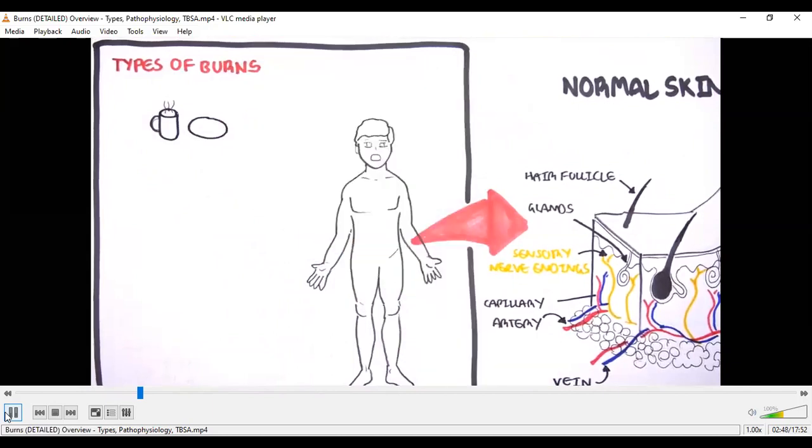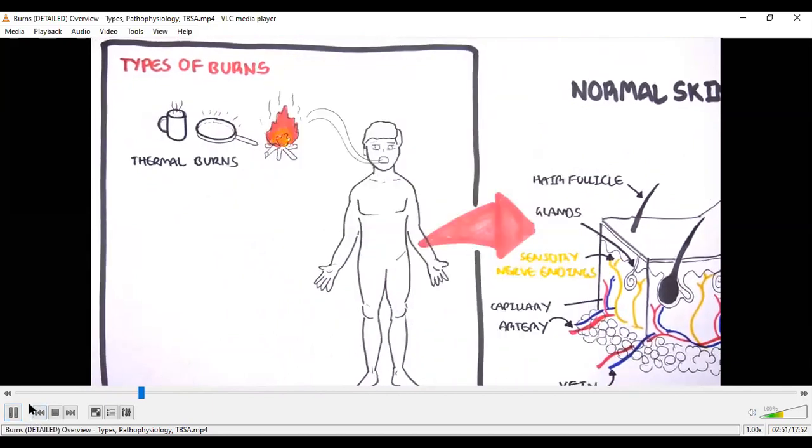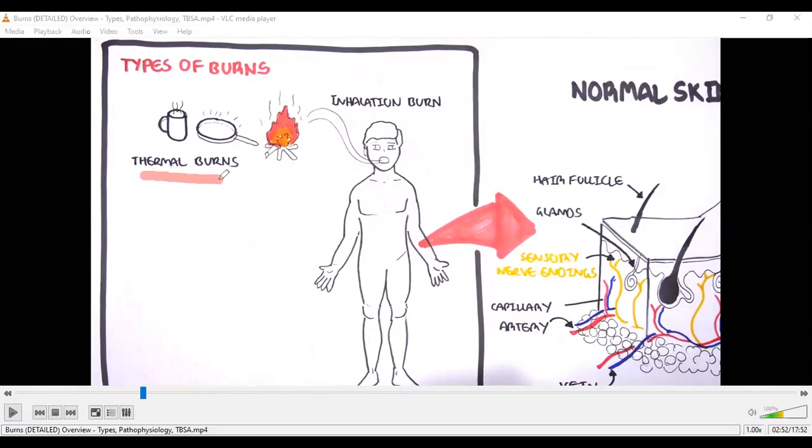So there are many types of burns, which we have discussed. Inhalation burns, and thermal burns. Majority of the time, when a heating object causes a burn, you have an inhalation burn accompanying it. So whenever you have thermal burns, most of the time an inhalation burn accompanies the thermal burn. They are correlated with each other.